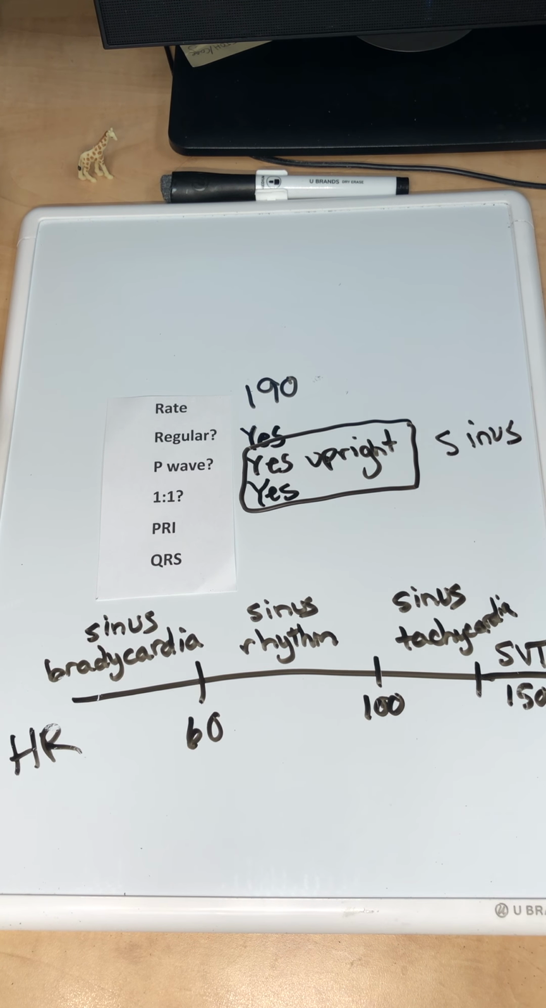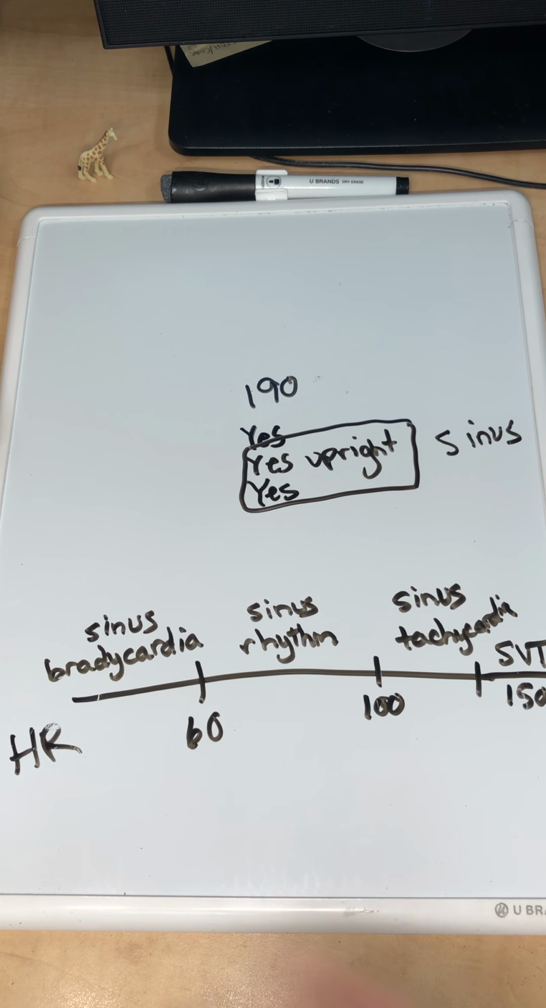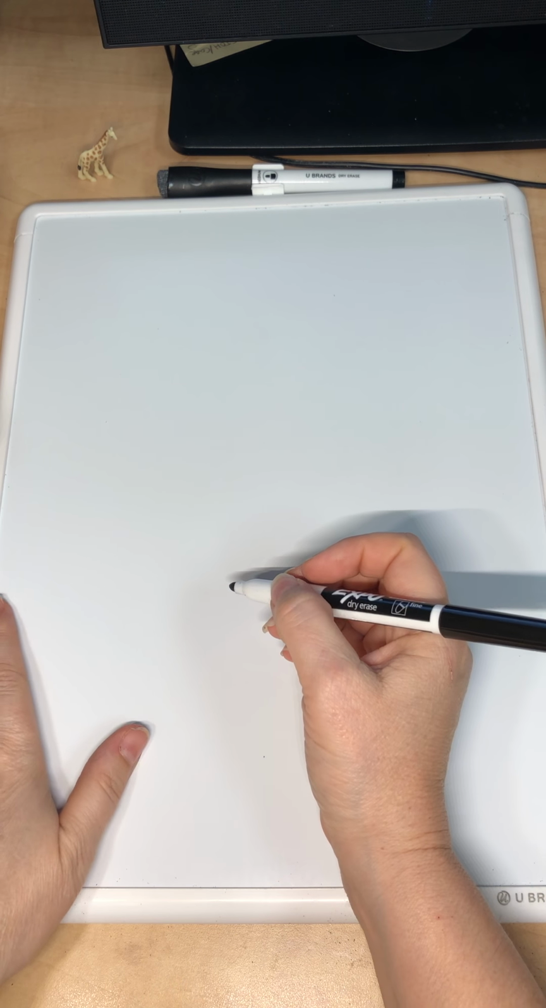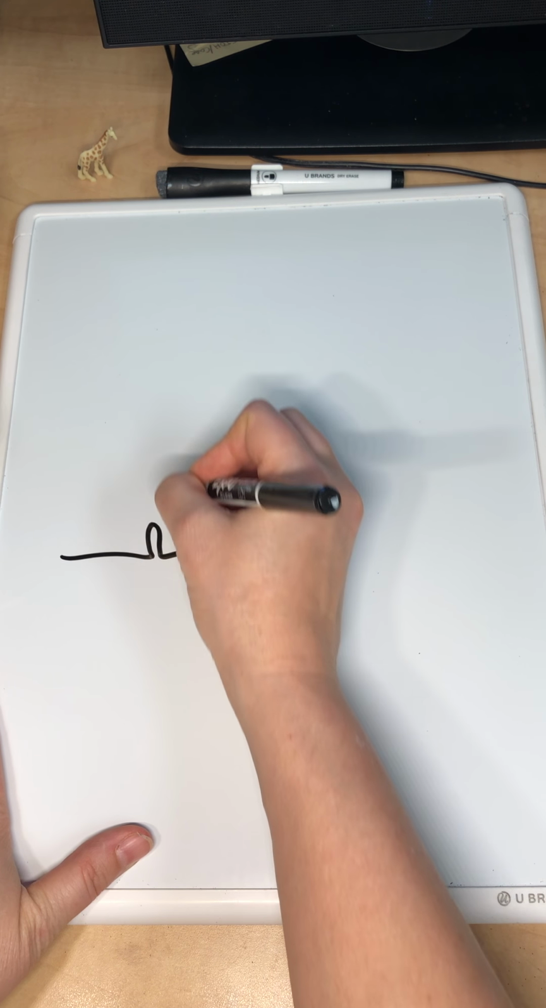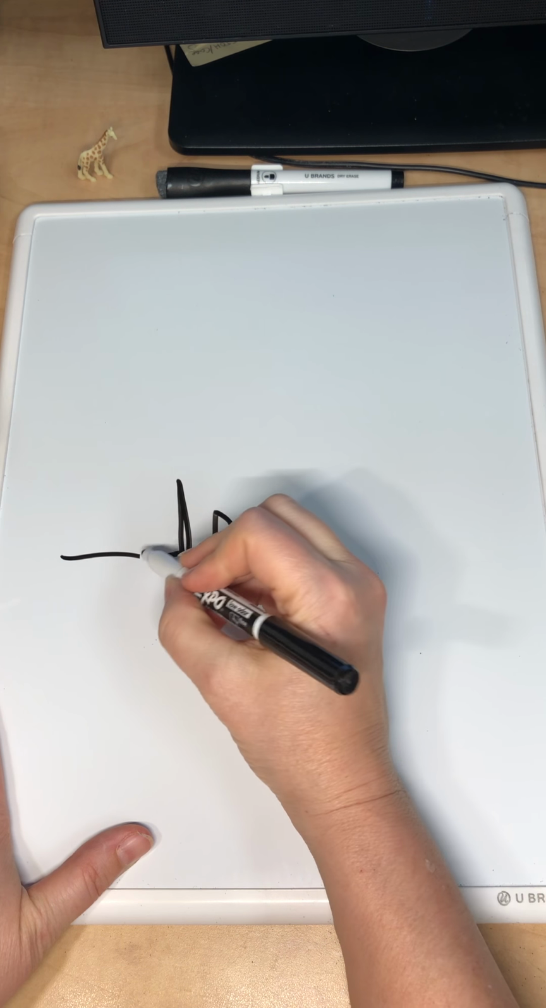Okay, so if all of that makes sense, we're going to move on to another rhythm that you see, and this isn't abnormal. This is actually something you see with runners or very athletic people. You know how we usually have a PQRST? What if the P wave is inverted?